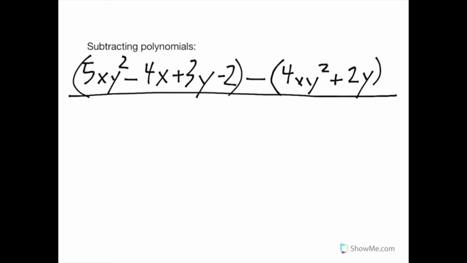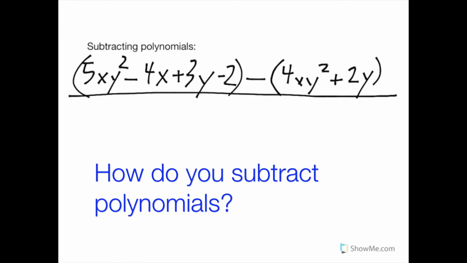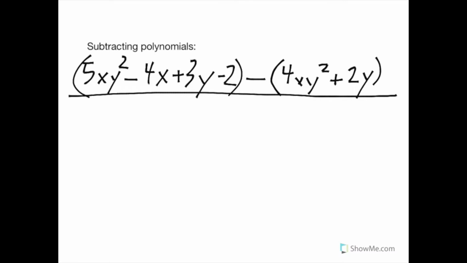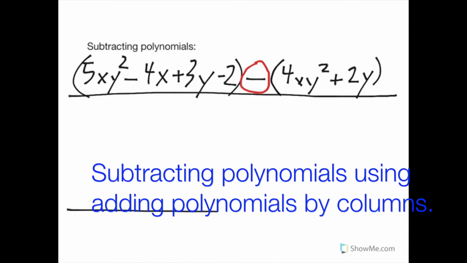I'm pretty sure you guys totally know how to do it now. Going on from there, we're going to subtract polynomials, and subtracting polynomials in concept is the exact same. The only thing that's going to change is in regards to this little guy right here, the minus sign. Okay, he's very important, and I'll show you why. So, for me, adding by columns is honestly the easiest way.